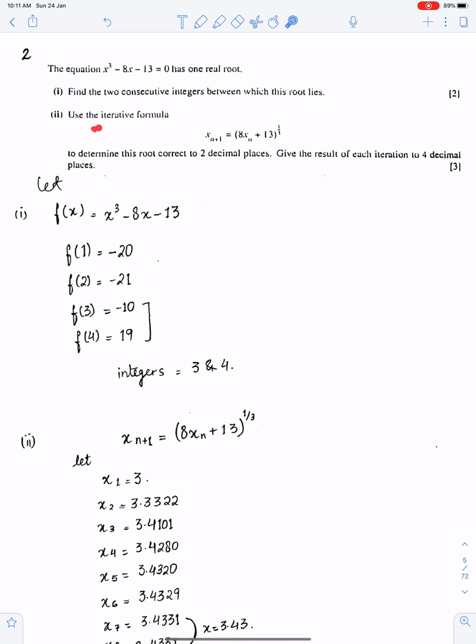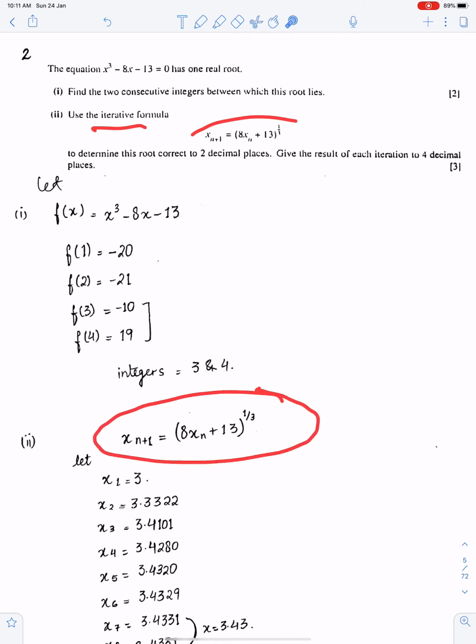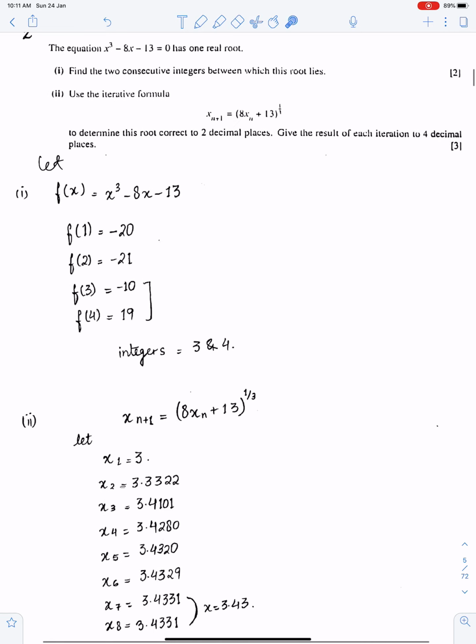Now use the iterative formula. This formula is here. To determine this root, correct to 2 decimal places. Give the result of each iteration to 4 decimal places. This means the initial value will be 3. You have an option. You can take this as the initial value or this as the initial value. It's better to take this as the initial value.